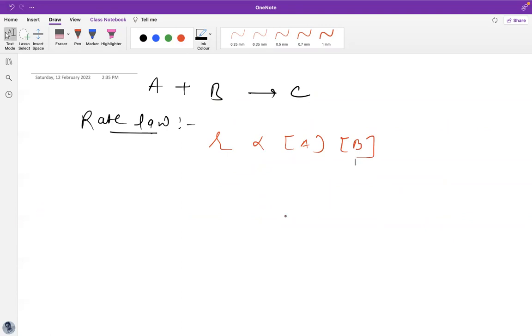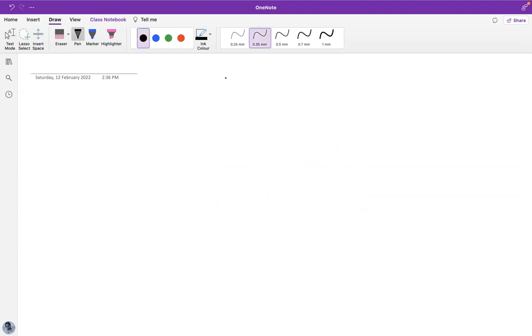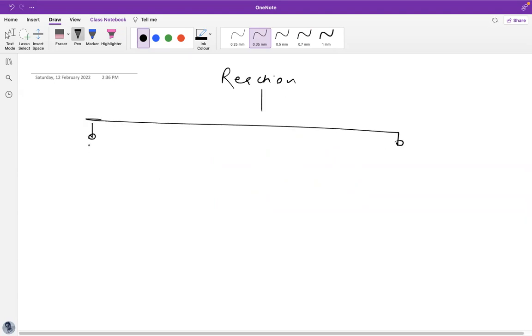If you eliminate the proportionality constant, you can write rate equals K, A and B. K is your rate constant. So this is the rate law. According to the rate law, the rate of reaction is directly proportional to the concentration of reactant molecules. Now, reactions are basically of two types. The first one is the elementary or simple reaction, and the second one is the complex reaction.